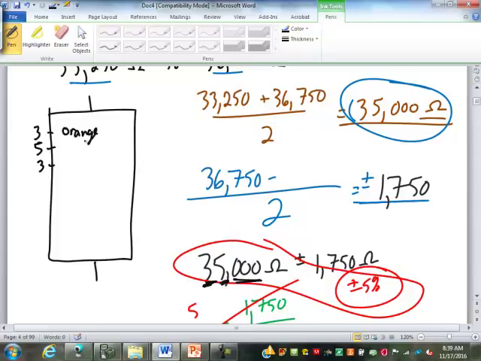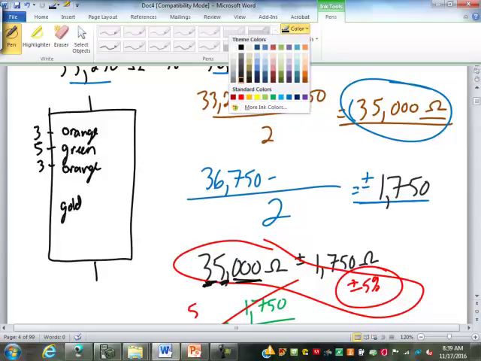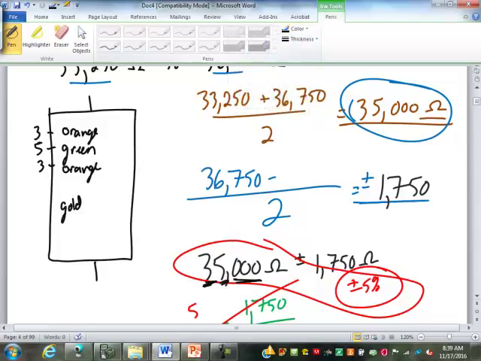Orange. What color is 5? Green, and then 3 is orange again. So we have orange, green, orange, and my tolerance of 5% is gold. So orange, green, orange, gold. Make sense? Okay.